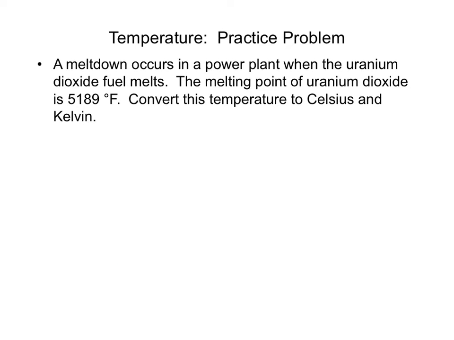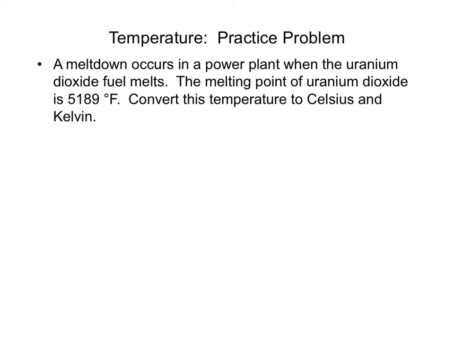Alright, so the last slide here, we'll just do a quick temperature conversion example. When we have meltdowns in nuclear power plants, what's happening is the reactor overheats and it actually gets hotter than the melting point of the nuclear fuel. And so the fuel starts to melt. The most common fuel used in reactors in the United States is uranium dioxide. So if the temperature of the core of the reactor gets above the melting point of uranium dioxide, we have a problem and a meltdown can occur.